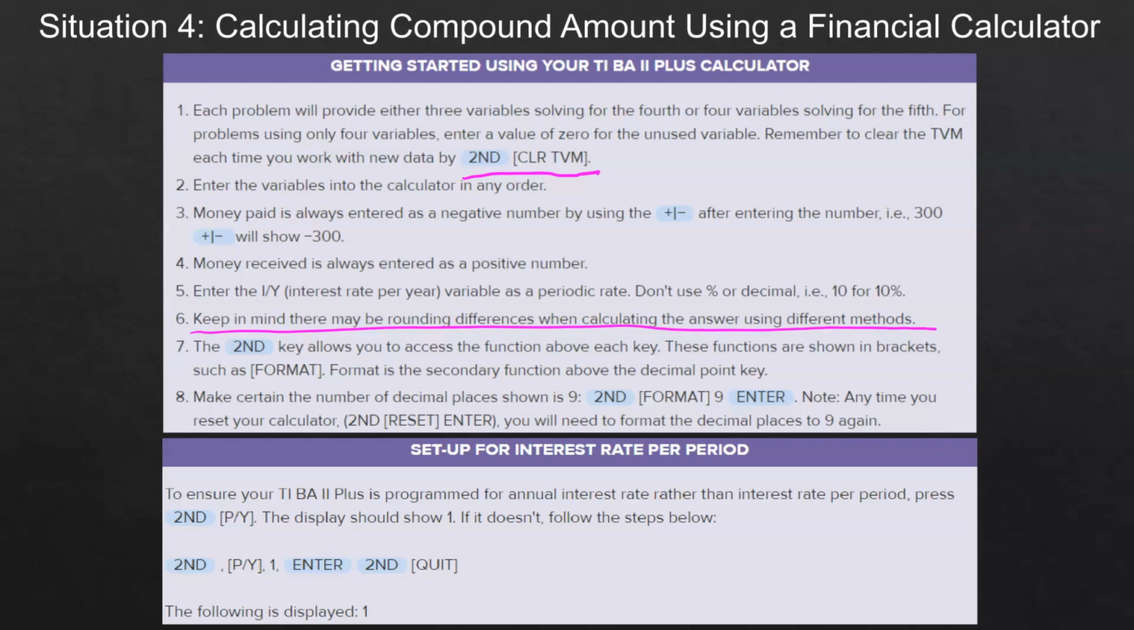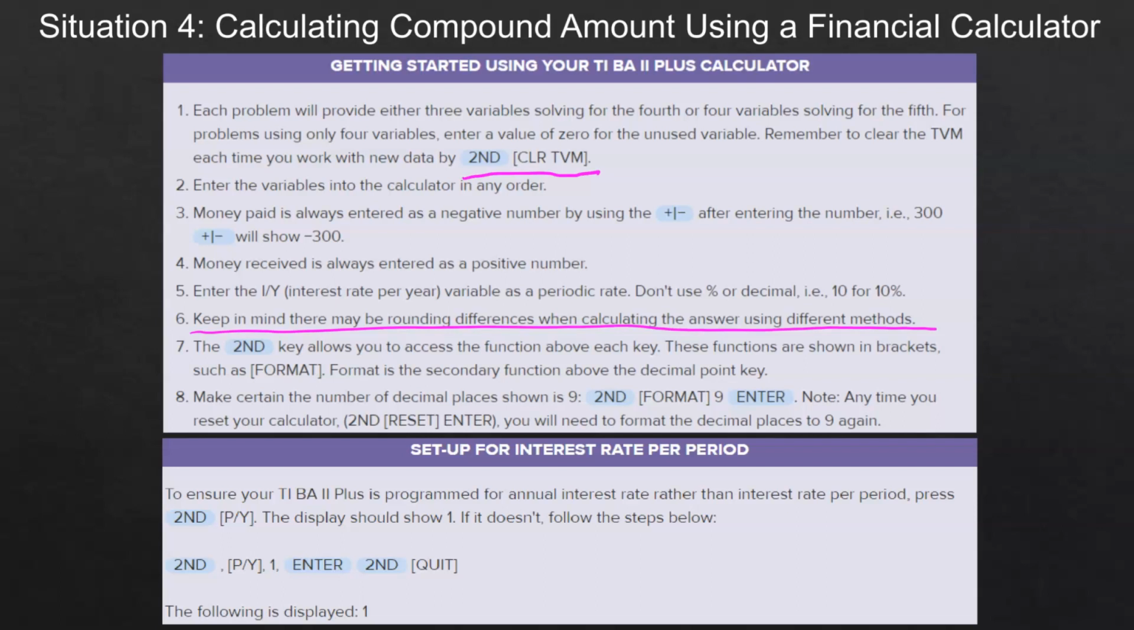The second key allows you to access the function above each key. These functions are shown in brackets, such as format. We've used format. Remember, we want to set our calculators on 9 decimals. So if you should ever reset it, then you would need to go back to that. Number 8, make certain the number of decimal places shown is 9. So that's what I was just talking about. You want to put that on 9. It actually is good to reset your calculator from time to time. They have a tendency to get kind of jumbled up.